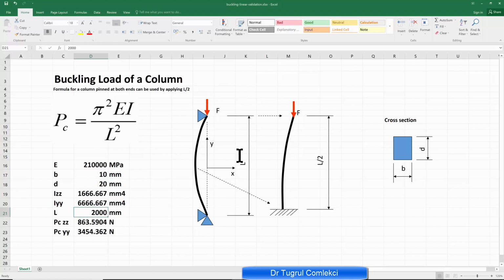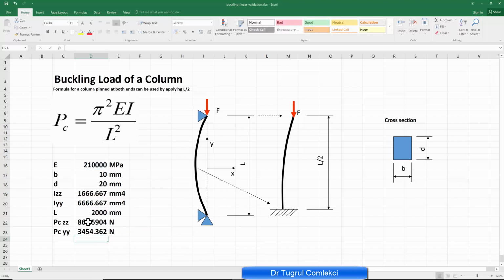The length in this case is 2,000, and the problem that we are going to model, which is simply a beam which is fixed at the bottom and a load applied at the top, has a length of 1,000 millimeters. We can use this formula to calculate the critical load carrying capacity of this beam using eigenvalue linear buckling considerations. This formula simply says pi squared times D16, which is the Young's modulus, D19, which is the second moment of area, divided by the square of the length.